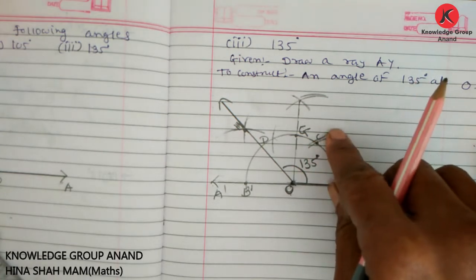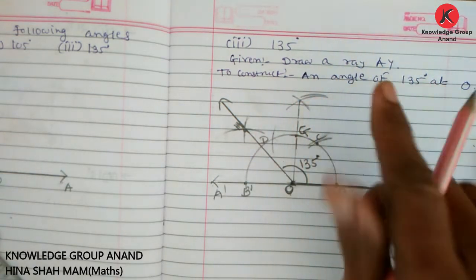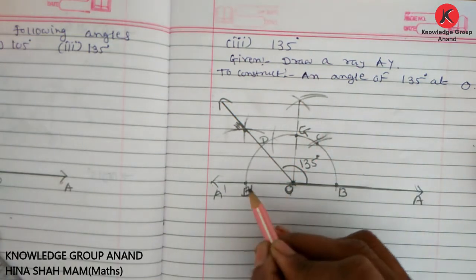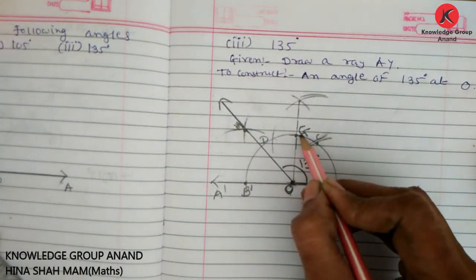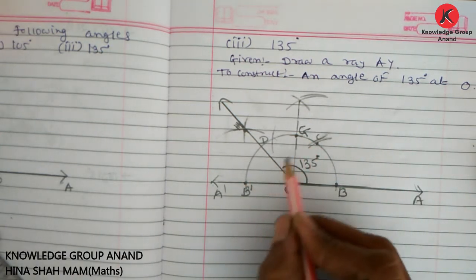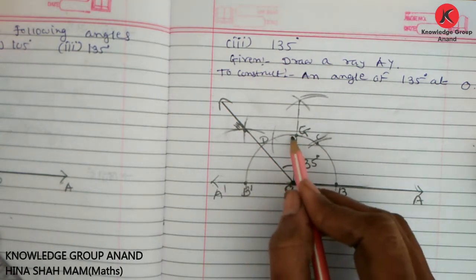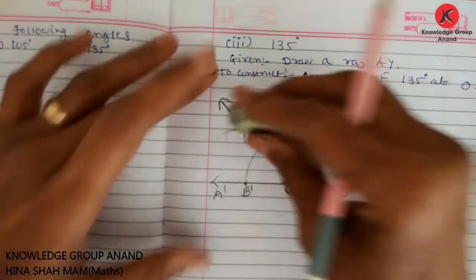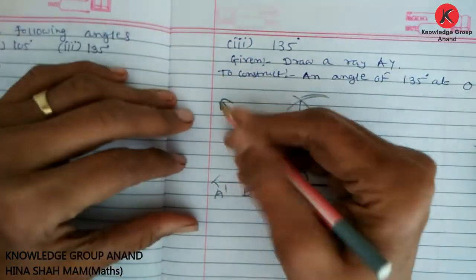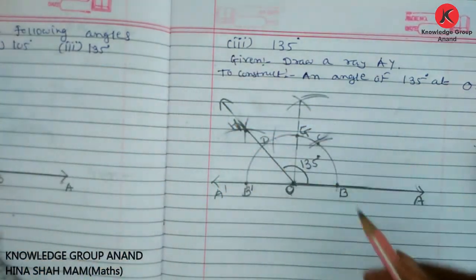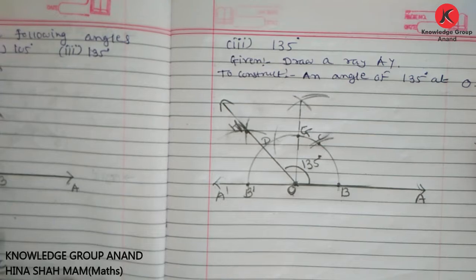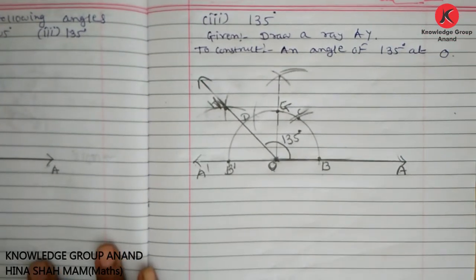B as center, we draw angle 60, 90, 120 and then draw angle 90. Now the angle 90 intersects at G and B dash. Taking G and B dash as centers and radius half of B dash G, these arcs intersect at H. Then angle HOA is equal to 135 degrees.